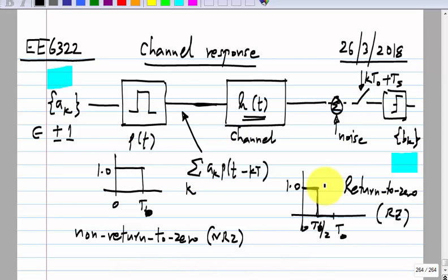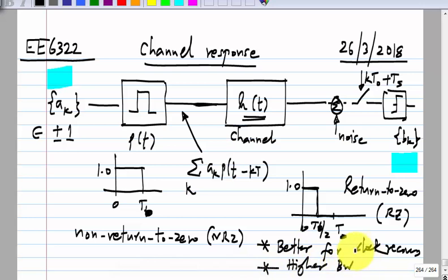So this is better for clock recovery, but higher bandwidth. That is why you do not choose things like this. You use the simple NRZ signaling.